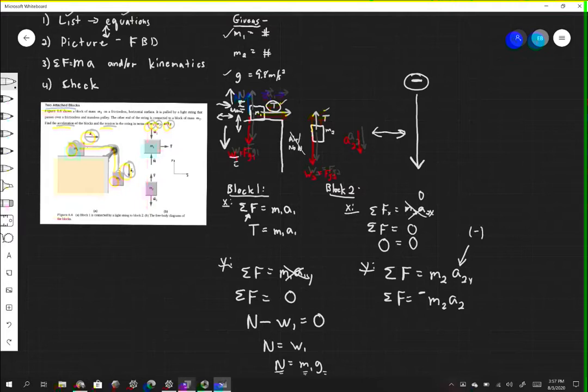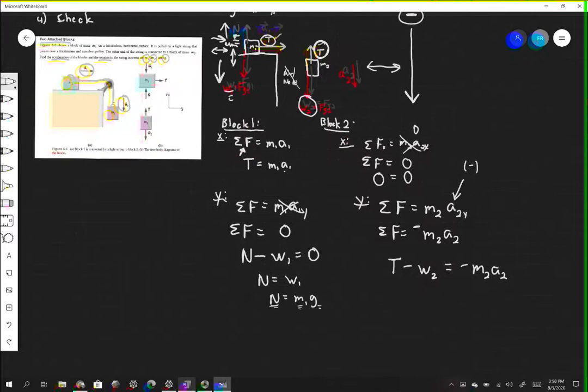So let's write out the sum of forces we have. Any forces that are going up are going to be positive, so that's tension. Any forces going down are going to be negative, which is weight 2. And that's going to be equal to negative mass 2 times a2. Okay, so I can write this out a little bit more. I have tension minus mass 2 times gravity, that's what the weight is equal to, equals negative m2 times a2.